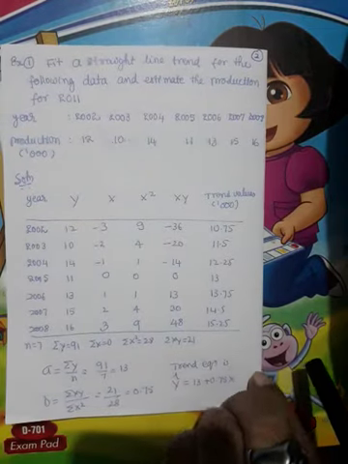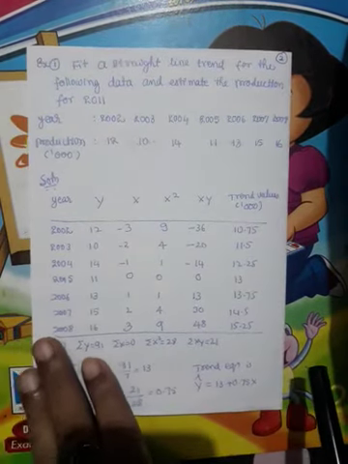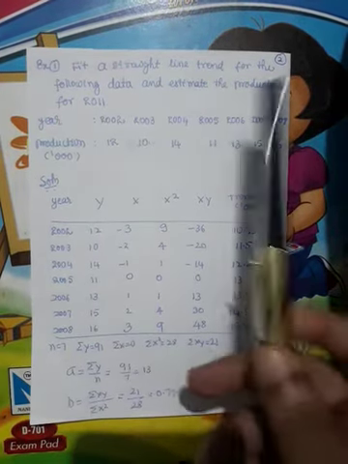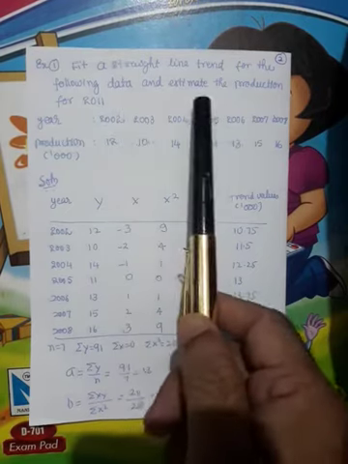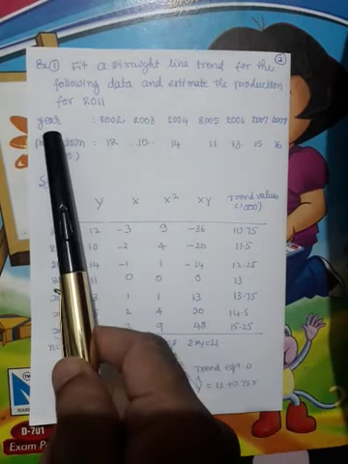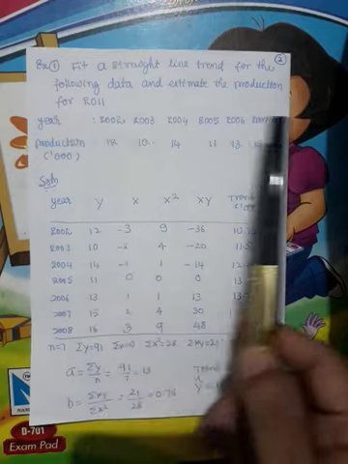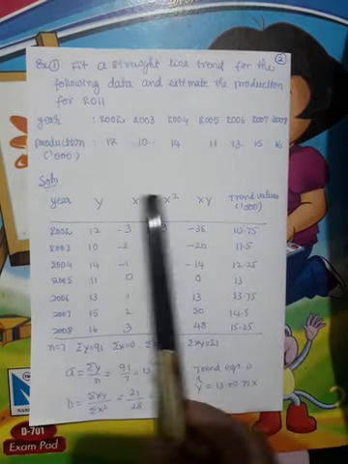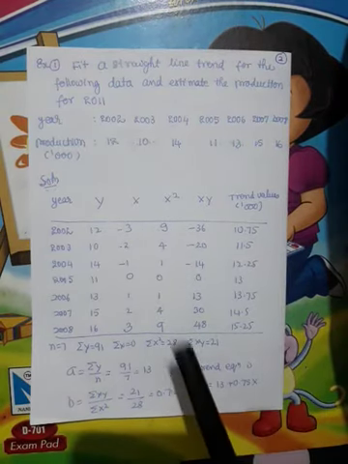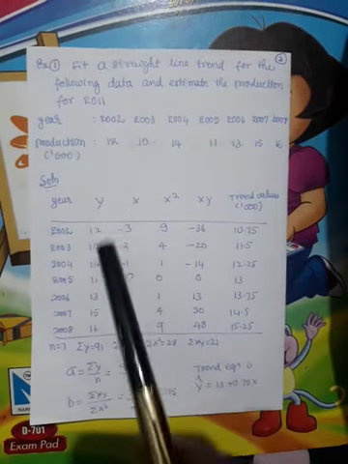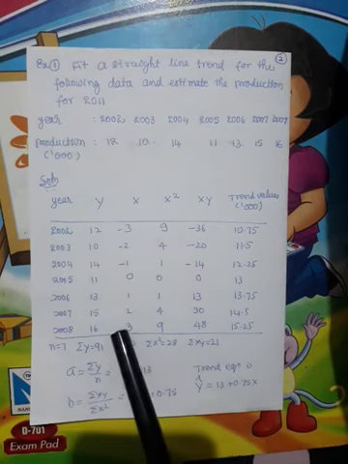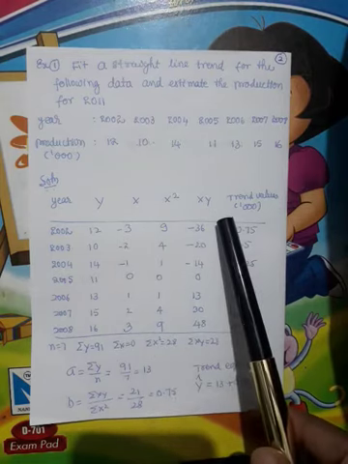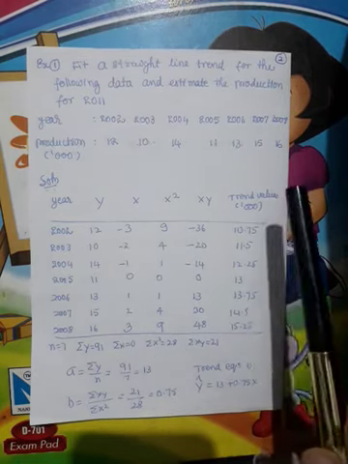Now let me work out a problem on fitting of a straight line. Fit a straight line trend for the following data and estimate the production for 2011. Years from 2002 to 2010 are given. Productions in thousands are also given. Now the table is like this: year, y, that is production values in thousands. These are the required columns: x, x square, xy, and lastly trend values.